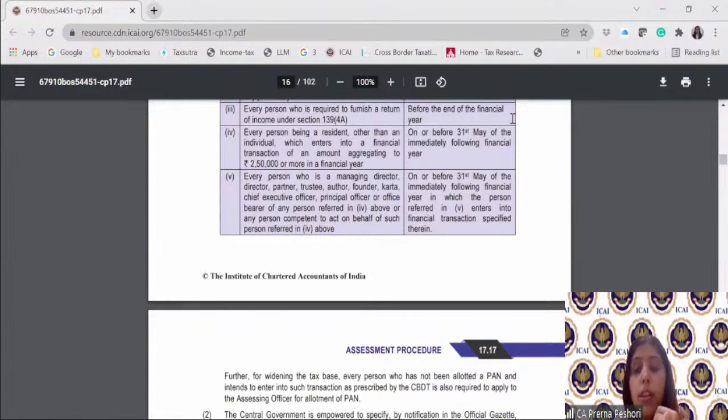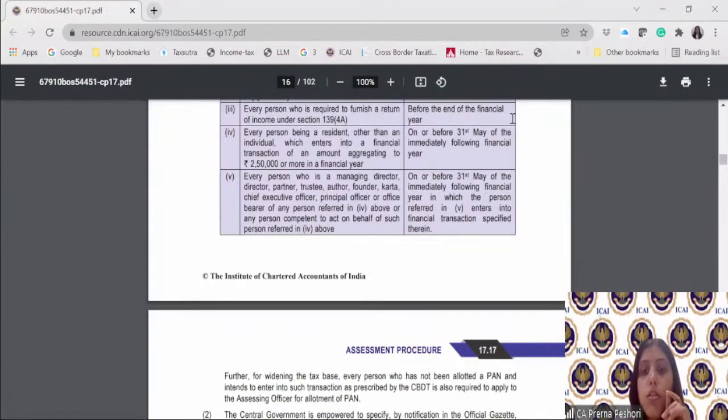You can quote that enrollment ID also at the time of making the application of the PAN or at the time of filing the return of income. And you have to link the PAN with the Aadhaar. So PAN and Aadhaar have to be mandatorily quoted as well as linked while filing the return of income.